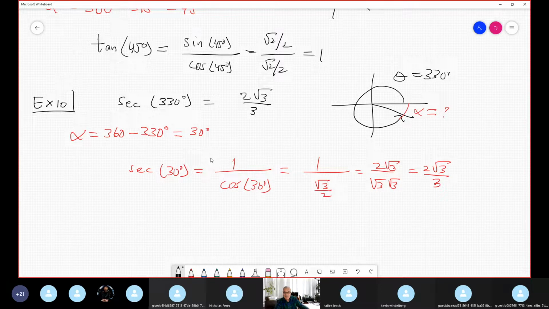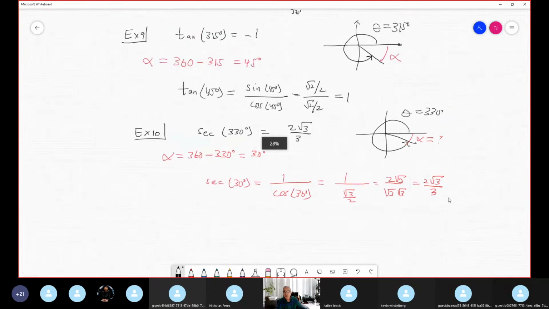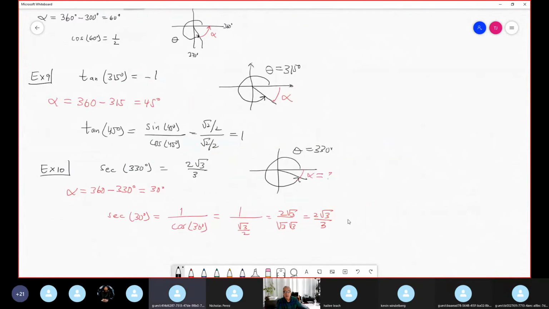Now I consider the sign. Secant in the fourth quadrant is positive or is negative? Negative. No. Okay, Noela, look at that. It's positive. Sorry, Professor, I know. No, don't worry. I repeat again several times until you get the idea.